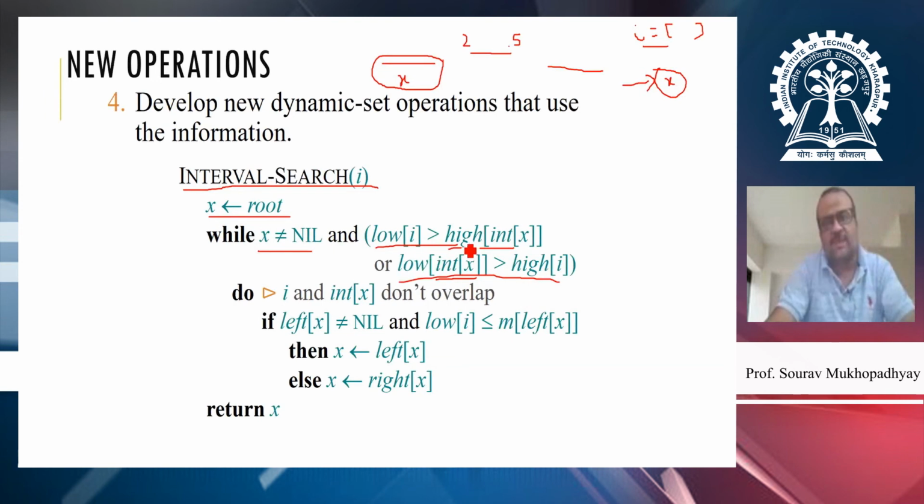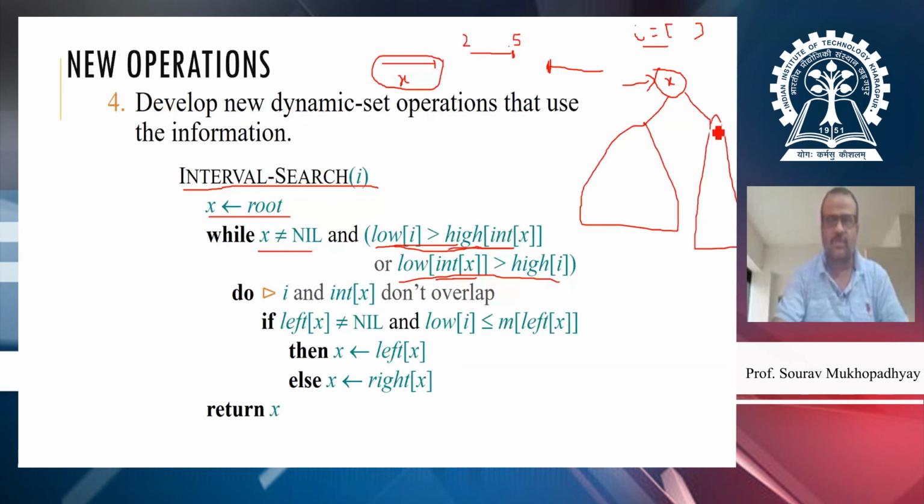So when it will not overlap, if it is completely in the left part, in that case the high of I will be less than the low of x, or the low of I will be greater than the high of x, that is this part. Or the low of x, this point, will be greater than the high of I. Then this will be in the right part. If either of these holds, then it is not overlapping, and we have to go further. So the question is which way we should go? We should go left or we should go right? This we have to determine.